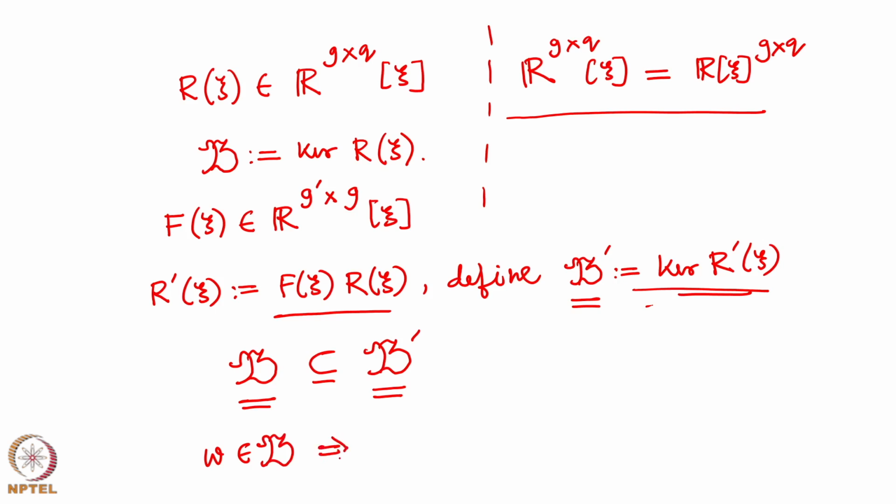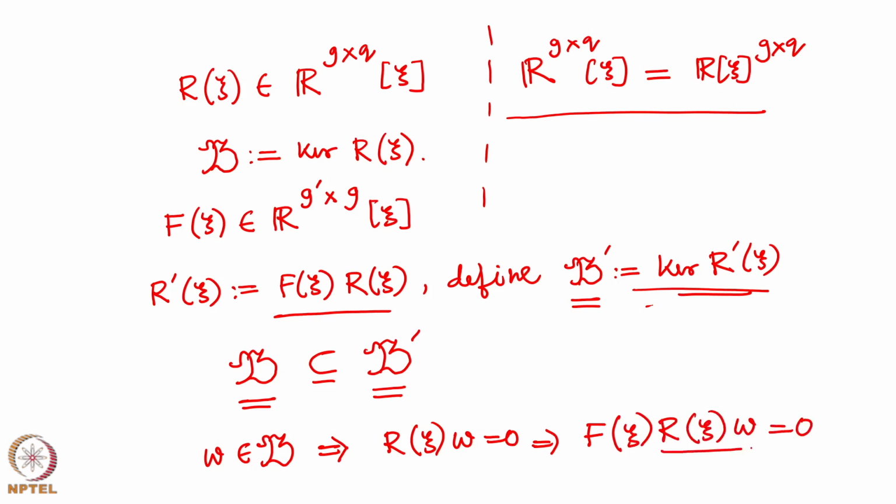That implies R psi times W must be equal to 0. That obviously implies that no matter what F is, F psi times R psi times W must also be 0, because this is already 0, and when any polynomial matrix acts on a 0 function, it certainly produces 0, right? Whatever differentiation you do of the 0 function, you get 0 again. So any polynomial matrix acting on the 0 function produces 0.